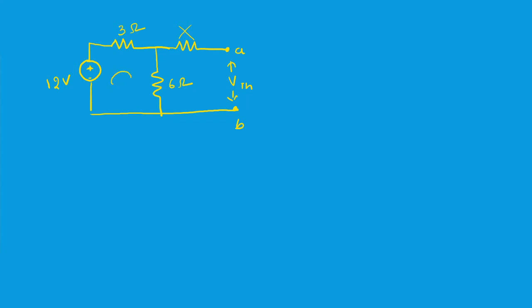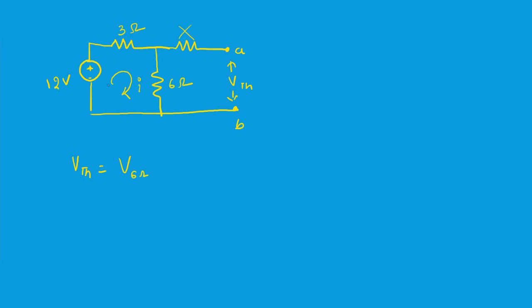So simply apply KVL and find the current flowing through this. If you can find the current, it is very easy for us to calculate the voltage drop across this, and that voltage drop, the Thevenin's voltage, is nothing but the voltage across this 6 ohms resistor, right? So you know how to calculate this.